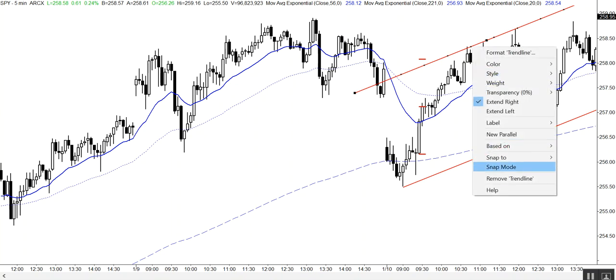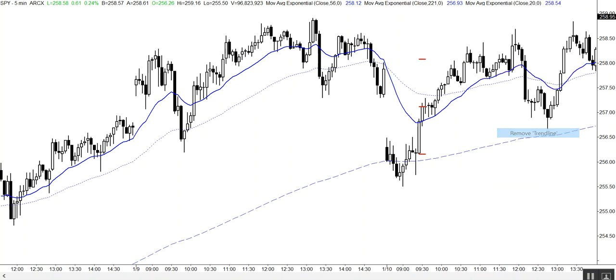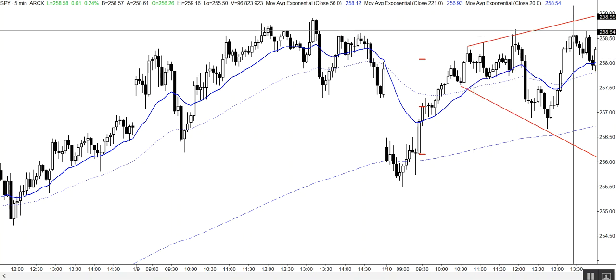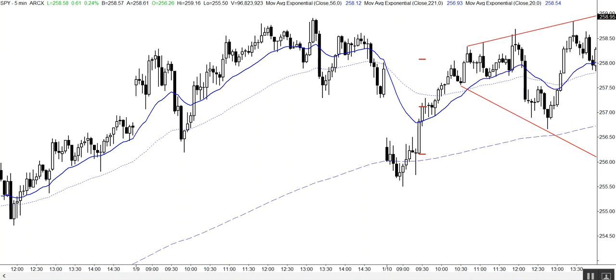I'm trying to draw the lines just to be more specific, just because of my mouse. Not really great shape, but again, it doesn't really matter. You can call it a head and shoulders top: left shoulder here, head here, right shoulder. Doesn't matter. It's an expanding triangle top.